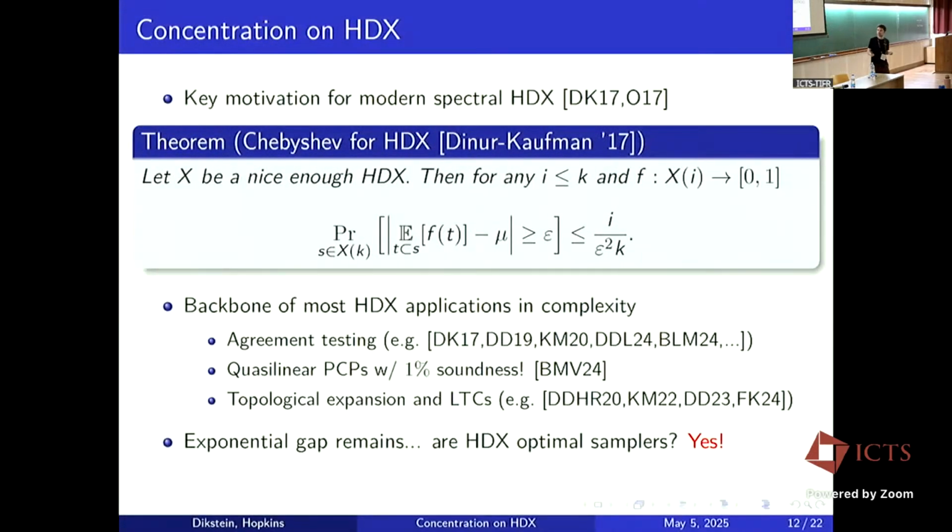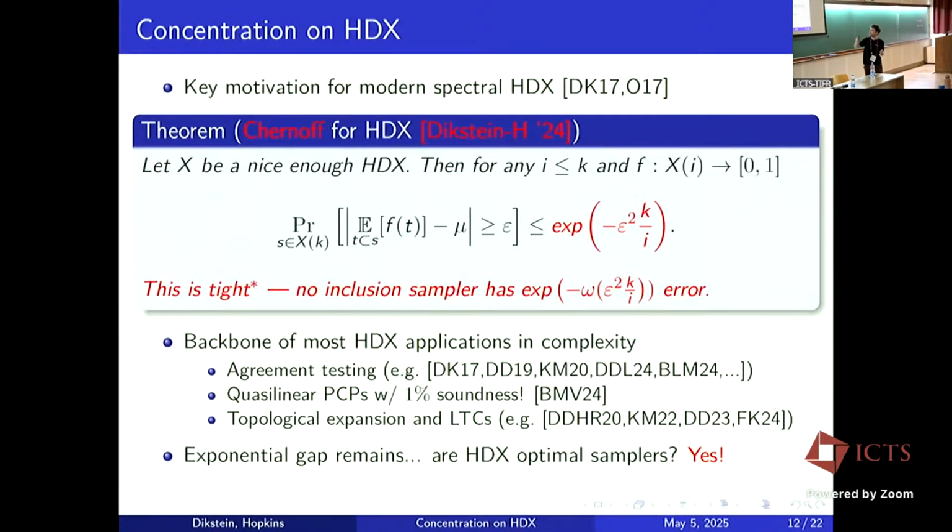You can pretty much losslessly improve this theorem. This is work with Yotam to replace whatever it was, I over k epsilon squared, with the correct e to the minus epsilon squared k over I. I'm ignoring constants everywhere, by the way. So there's probably some large constant in the exponent, or small constant, I guess, 0.001 or something in the exponent here. And also, I didn't mention this before, but this is tight.